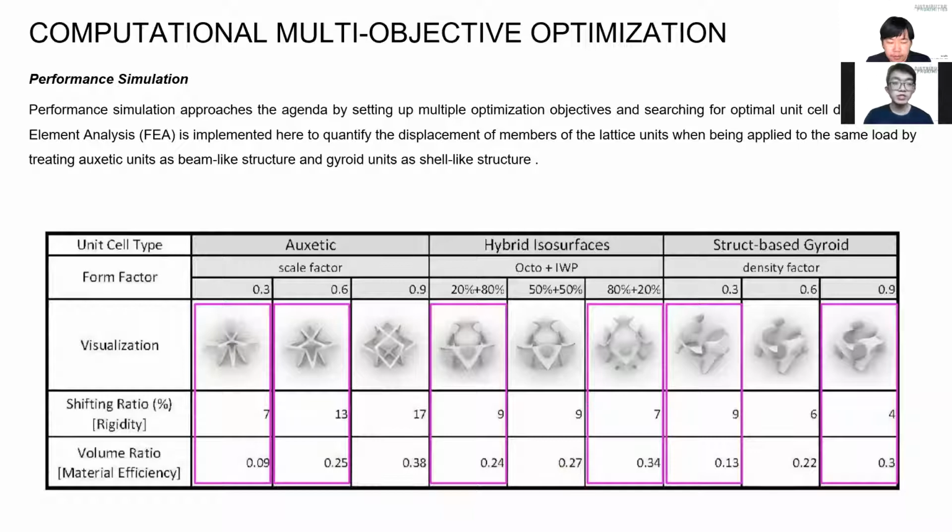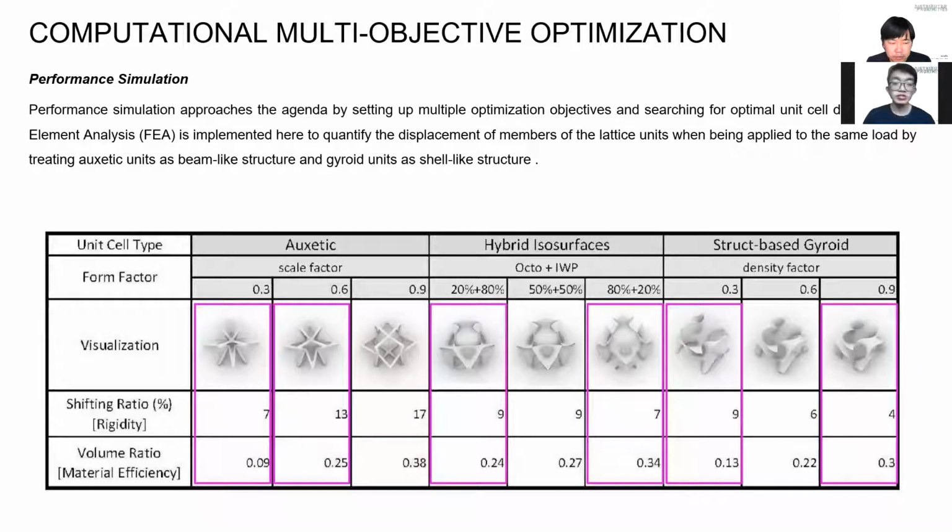In our computational multi-objective optimization phase, design space exploration approaches the agenda by making iterations with selected design variables. We control form factors of the lattice system and focus on the performance of the lattice unit with two variables: the internal form factor, which is the scale ratio for compactness, and member diameter for the sake of manufacturing feasibility.